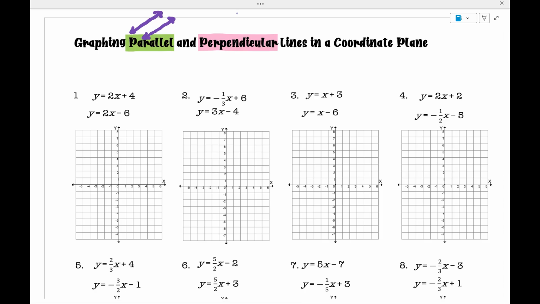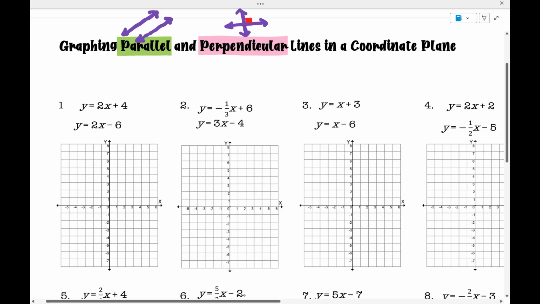Then we have perpendicular lines. Now, these are lines that do intersect, but they intersect at a very special angle. They're going to form a 90-degree angle. So when perpendicular lines intersect, they form four right angles.